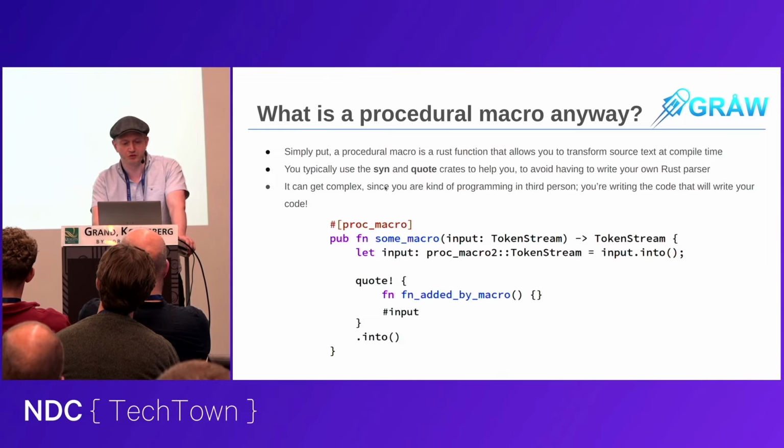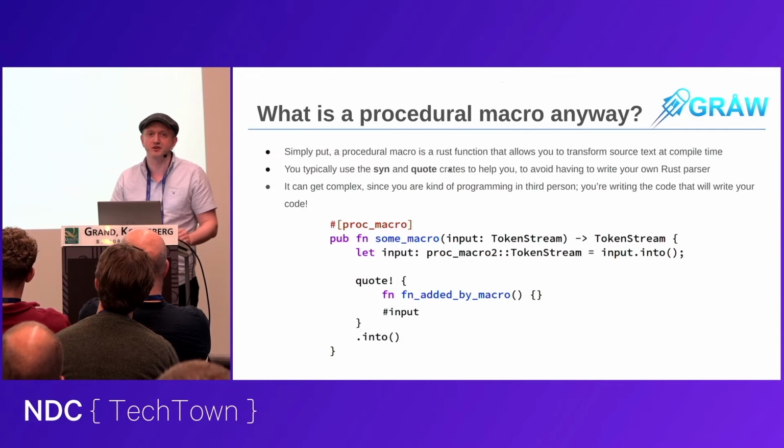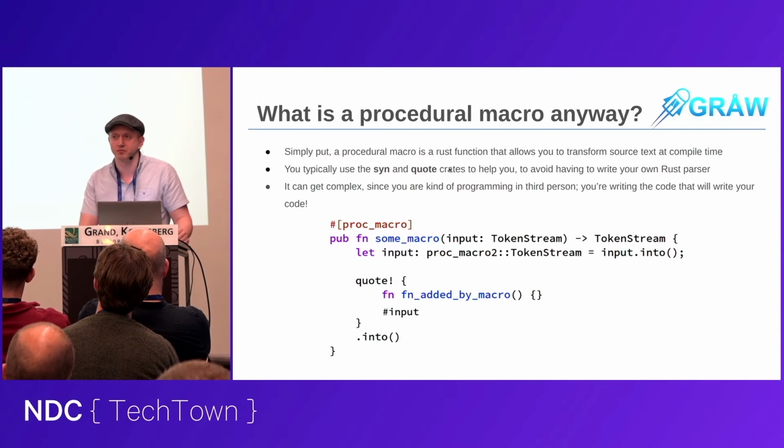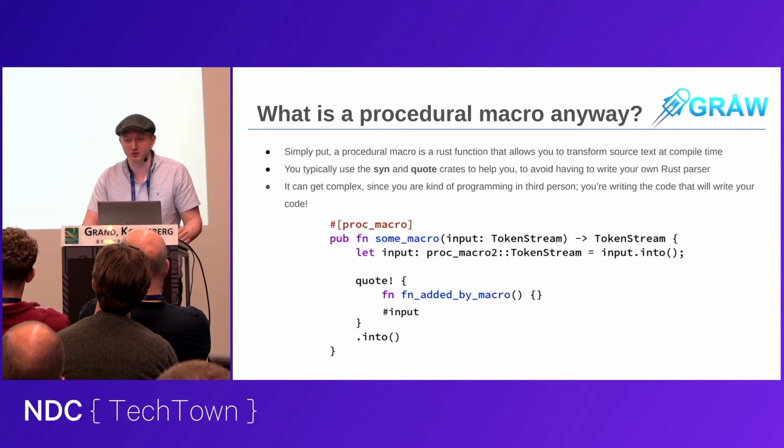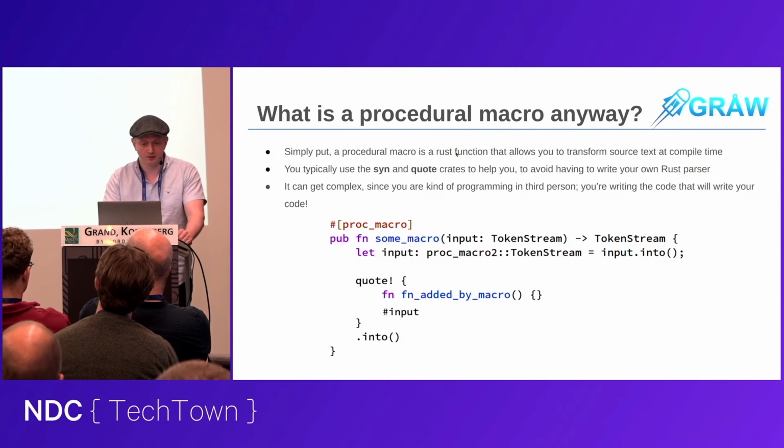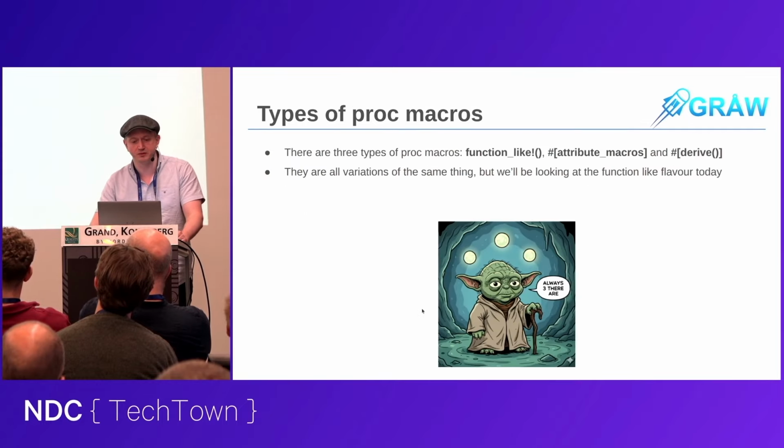You typically use the syn and quote crates to help here. Otherwise, you will have to write your own Rust parser, which isn't something you should do. And also for generating Rust output, the quote crate is very useful to avoid having to just combine a lot of text in your code.